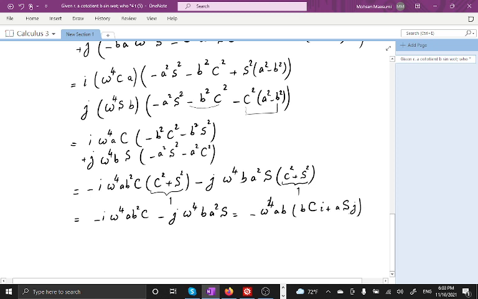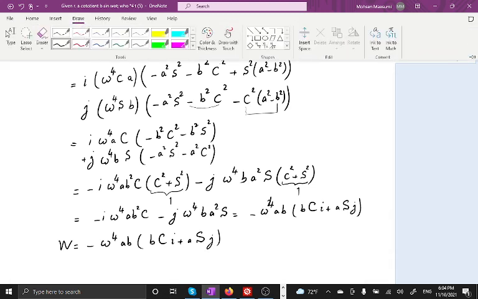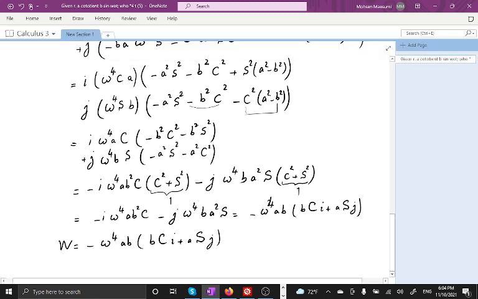Okay, it took a while, but we got something clean. Omega, numerator of that expression, I have the following: minus omega to the power of 4 a b (b c i + a s j). I want to take a break now. But, so that's my W.